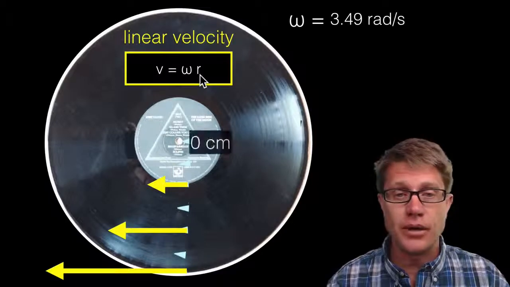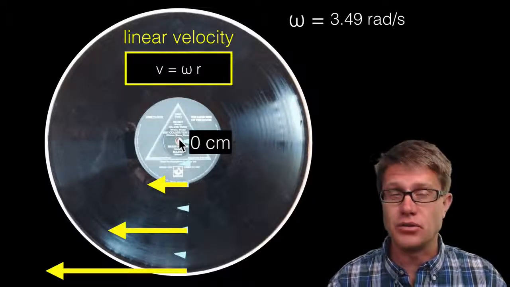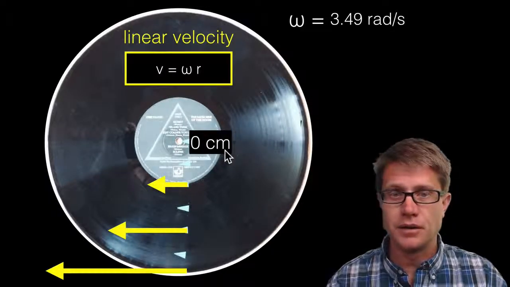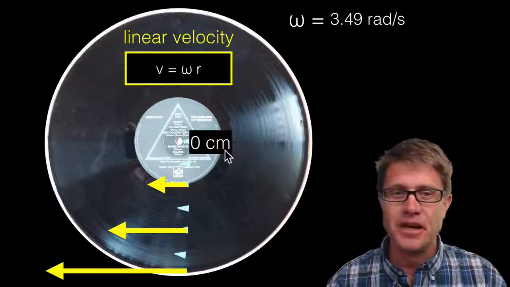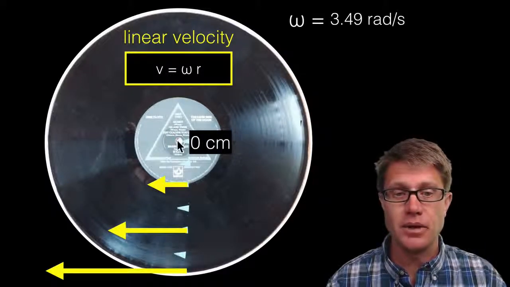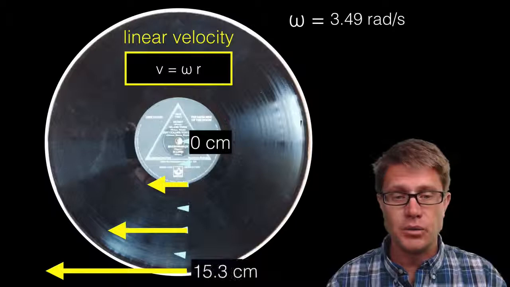And so if we do a point right here in the middle, let's say that's 0 centimeters from the center, so it's right at the center. Well, there's one problem here. This should be converted to meters, but I don't have to because it's just 0. So if I take my angular velocity of 3.49 radians per second times 0, what's my velocity? 0. And so its linear velocity is 0 at the center. What would it be as we move farther out?